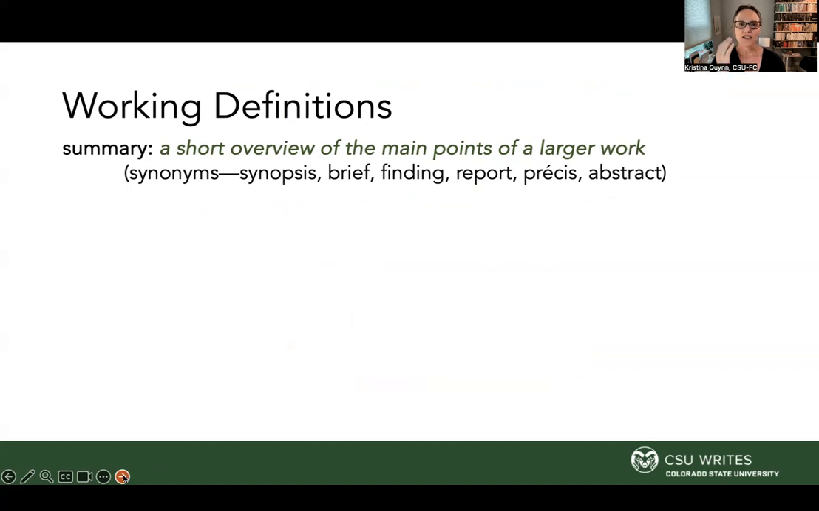So, some working definitions and things that might be helpful. If you remember, summary takes something that's much larger and condenses it. We have different types of summary that we can do in abstracts, for example. It's a synopsis. It can also be called a brief, a finding, a report, or an abstract. That short overview as a summary includes the main points. What are the main things that we need to know that are extracted out?